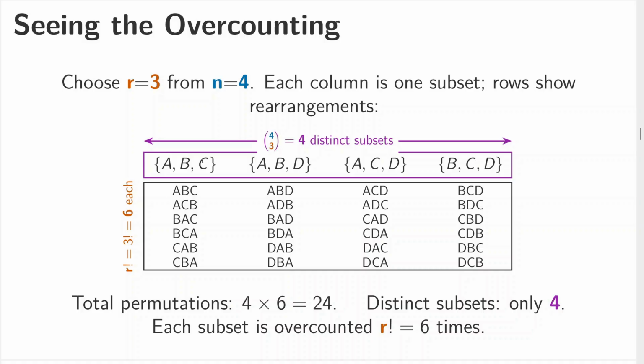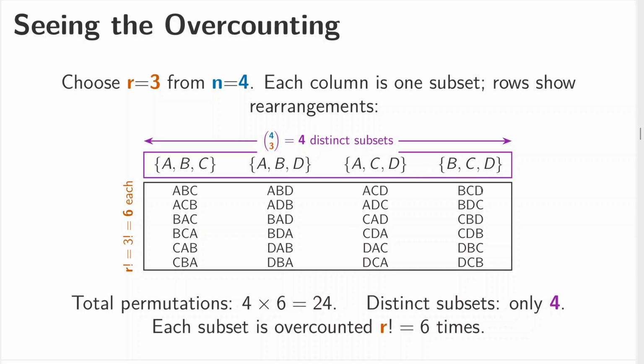But look closely at the rows underneath that heading. They show every possible way to rearrange those exact same 3 letters. We have ABC, ACB, BAC, BCA, CAB, and CBA. That's 6 different arrangements or permutations for just one single subset. If we expand this logic to all 4 distinct subsets, we end up with a total of 24 permutations.